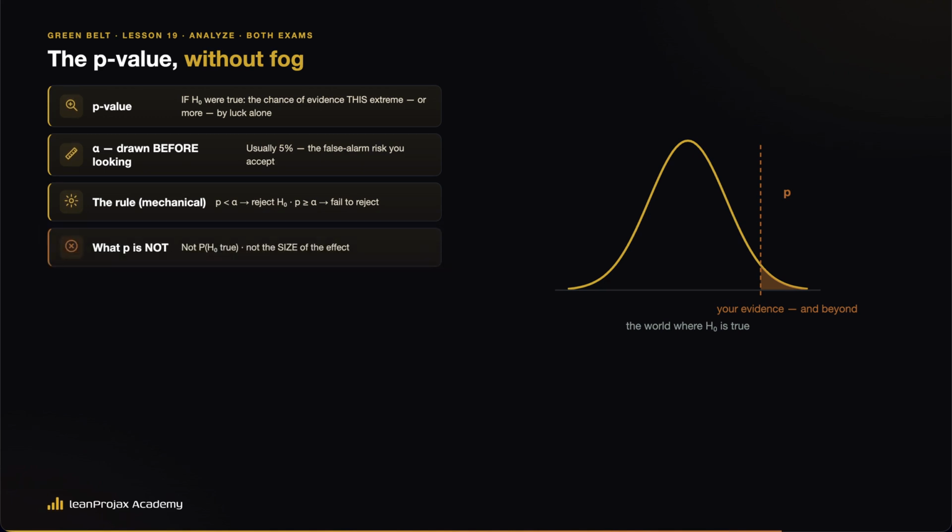What p is not? It is not the probability the null is true, and it does not measure how big or important the effect is.